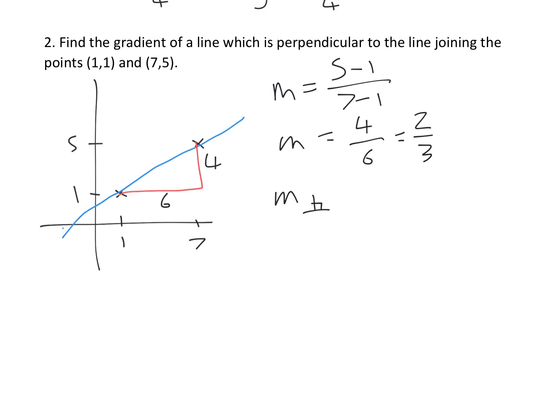If you've got a perpendicular line, it's going to have a gradient that would be the negative reciprocal of that. So that'd be -3/2. And it just asks us to find the gradient of a line which is perpendicular. That's the gradient of a line that would be perpendicular, -3/2, or -1.5.